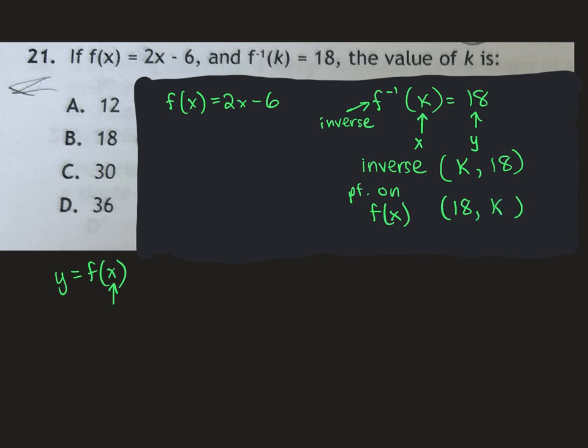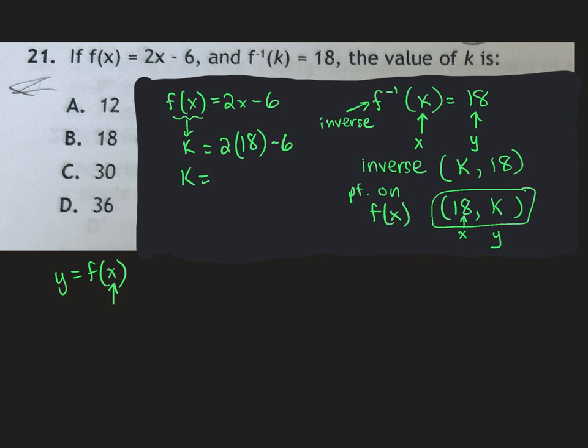So really what they're saying is if we're trying to find the value of k and we're given the equation of the original, we could sub this original point, 18 comma k, in for x and y in the original to find k. So in for y, which is f of x, goes our k, and in for x is 18. So replace x with 18, and then we just need to simplify that.